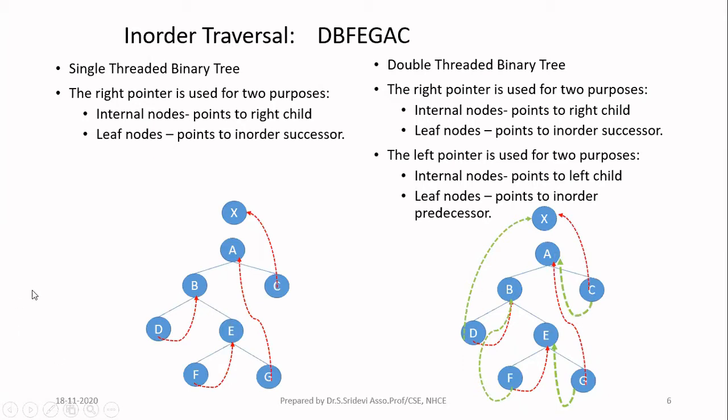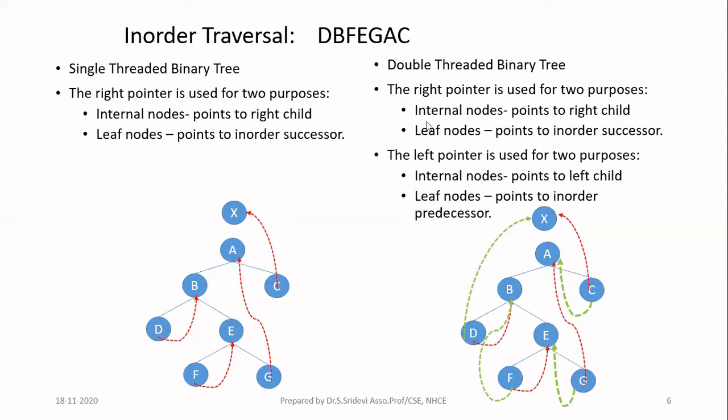So in case of a single threaded binary tree, I am going to make use of only the right pointer and it will be used for two purposes. You see the internal nodes, they will have both the pointers. The right pointer will point to the right child. Whereas in case of the leaf node, the right pointer is not going to point to the right child because the leaf node is not having any child node. Instead, it will point to the in-order successor.